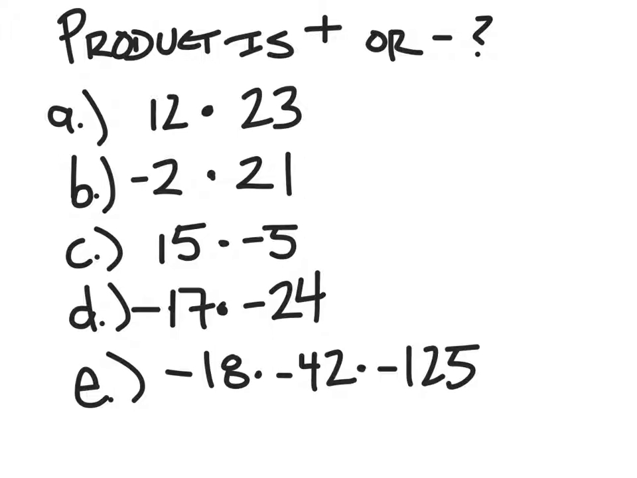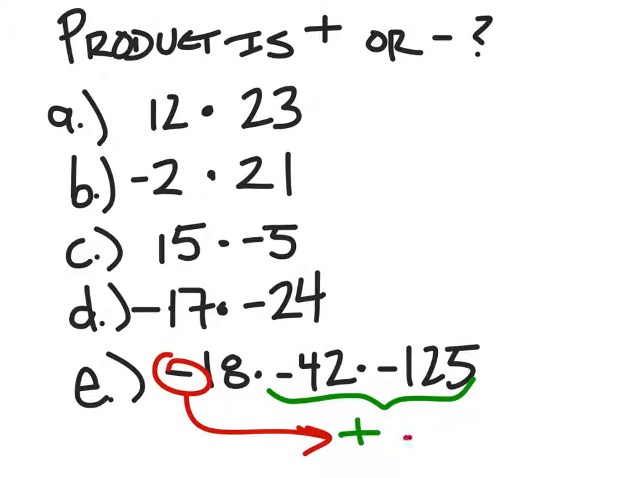All right. So on this one, as it turns out, it's that opposite of the opposite idea. For example, these two would represent the opposite of 42 groups of negative 125, which would produce a positive, right? Well, this negative in front is going to be the opposite of that, which is going to change it into a negative. So the answer to E, the product is a negative.